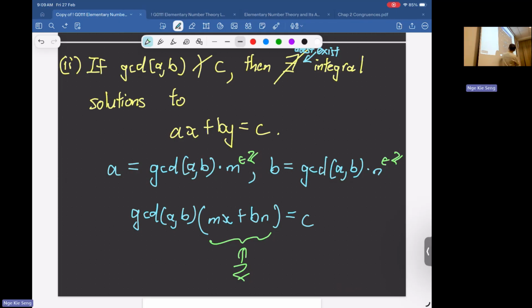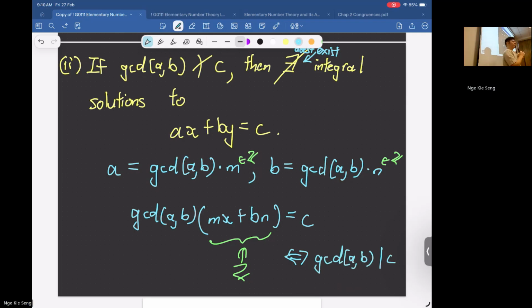So if this can be split up to GCD of some Z, this means what? Actually, C is divisible by the GCD. Does it make sense? So if you have this integral solution, you imply that this GCD of A and B has to divide C. So it has to divide C.